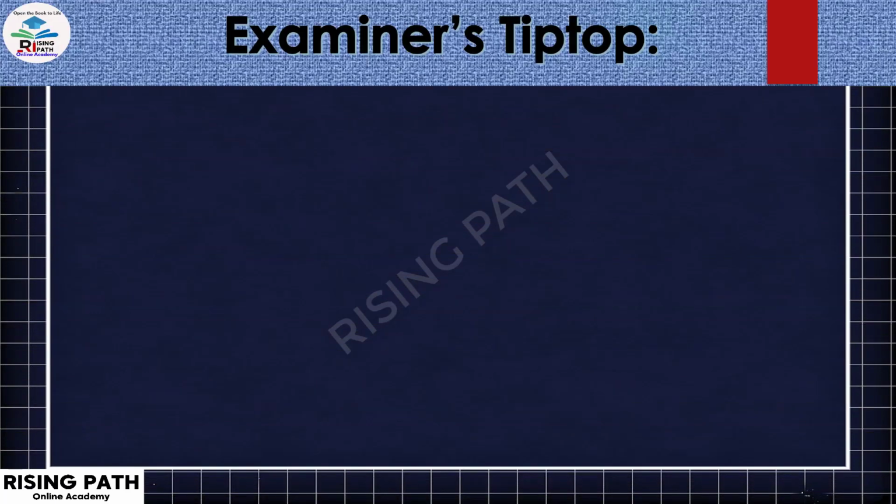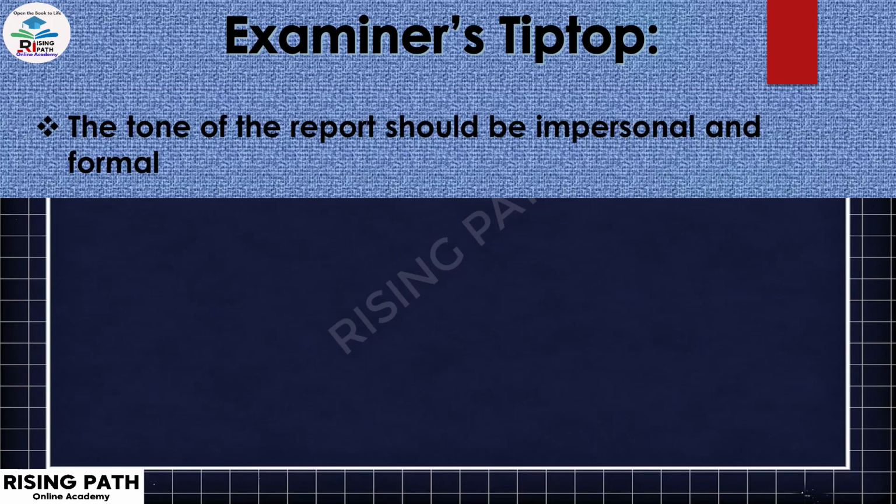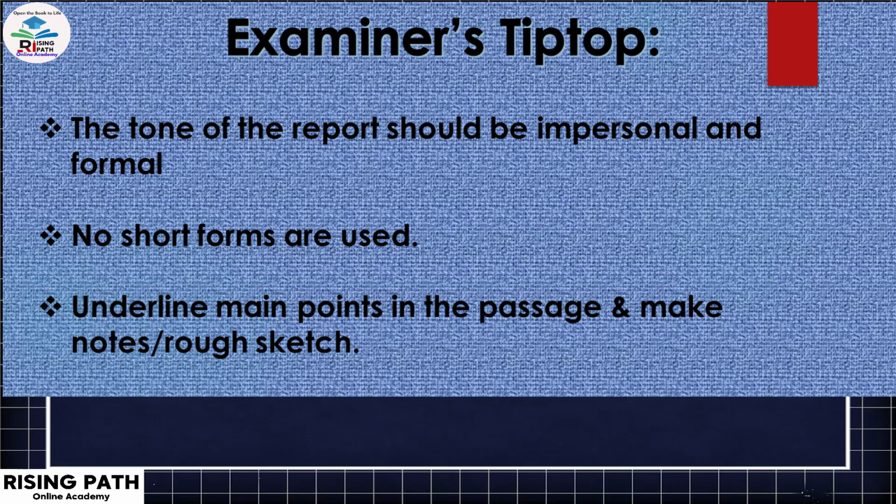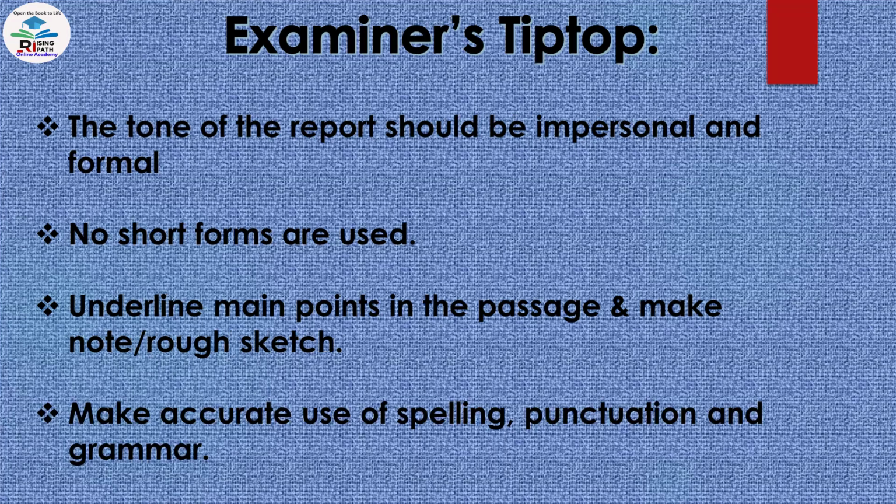Now we have the examiner's tips, or you may say some of the guidelines. Number one is the tone of the report should be impersonal and formal. Then no short forms are used. Then third is underline main points in the passage and make notes or rough sketch that we have already done. Then make accurate use of spelling, punctuation, and grammar, as it is a language paper. So you have to focus on these three aspects.